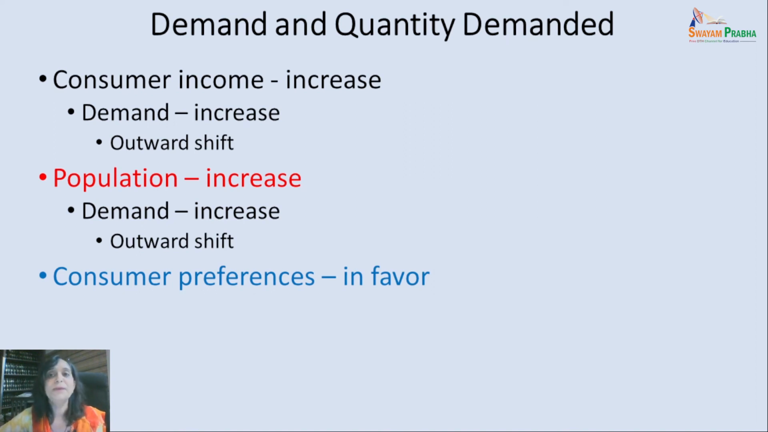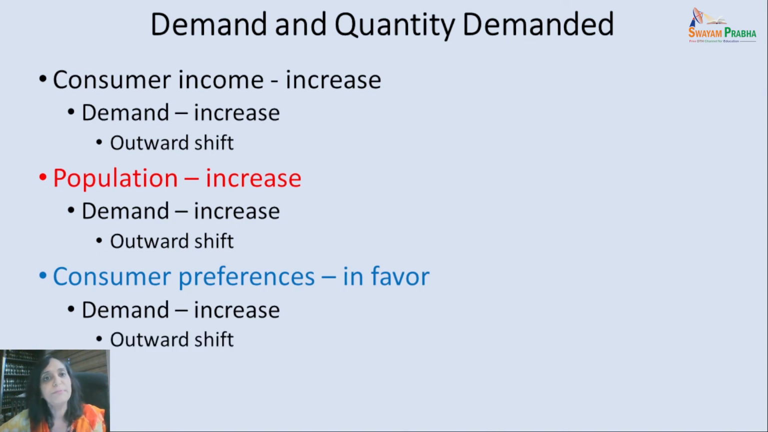For example, if you remember, when the pandemic started, there was a sudden increase in demand for sanitizers because people preferred to use more sanitizers. So the demand will increase, and again we will see an outward shift of the demand curve. Remember, the movement on the demand curve, which is also called a change in quantity demanded, will take place whenever price changes.